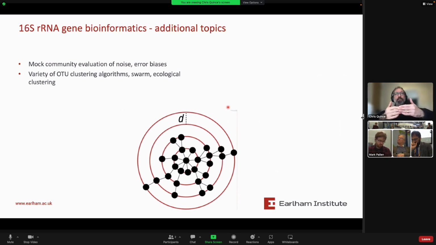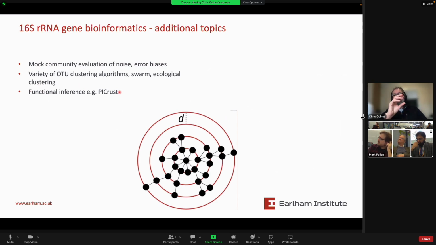So the idea is if you've got a sequence which is from the same ecological unit, then it might have the same profile across multiple samples, and then you can cluster those together and get something that's more ecologically informative. Now, 16S is limited.